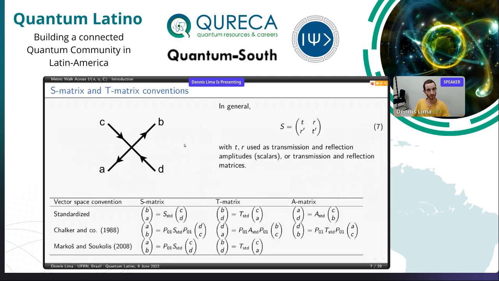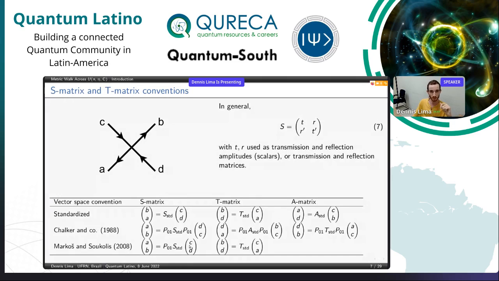And the other section where the pseudo-unitary groups appear so much is in S matrix and T matrix theories. We have several conventions for S matrices and T matrices based on the initial and final states, but we have generally the same diagram. So we can build our S matrix. This P matrix is a permutation matrix.